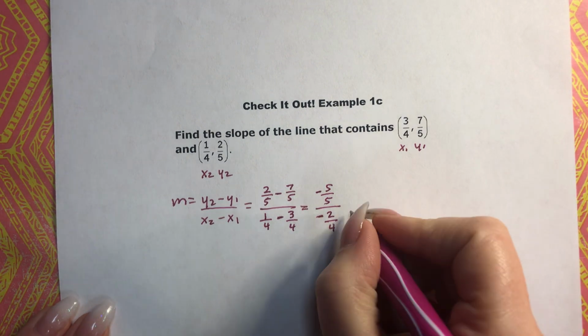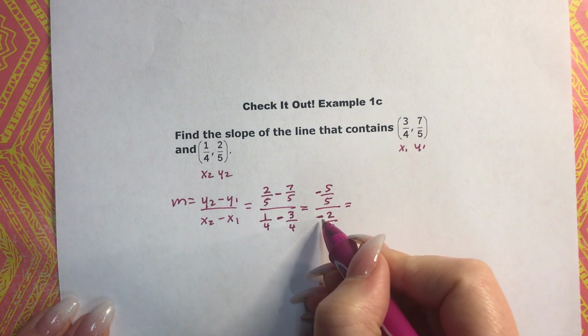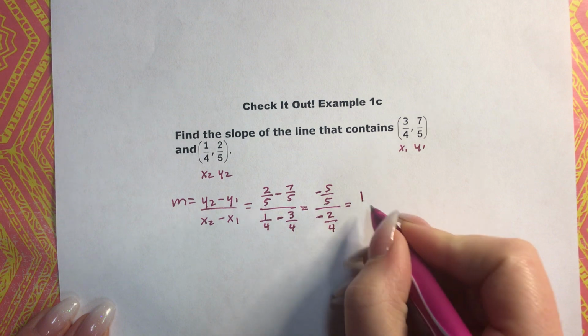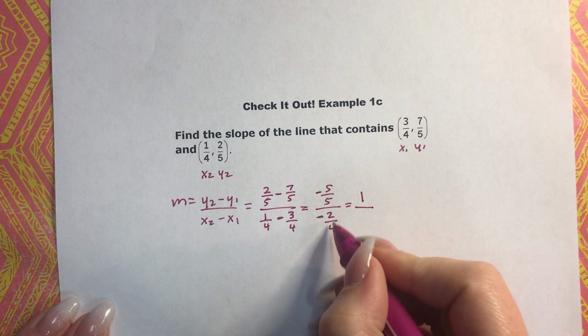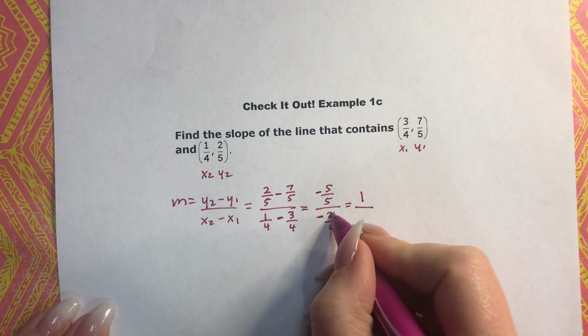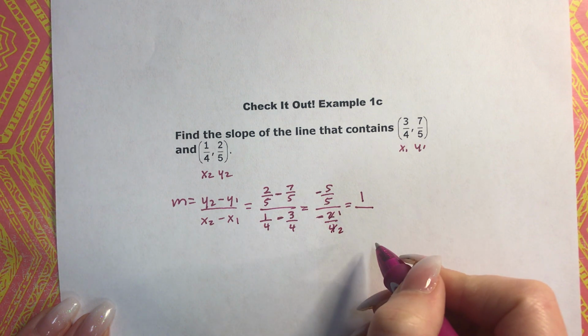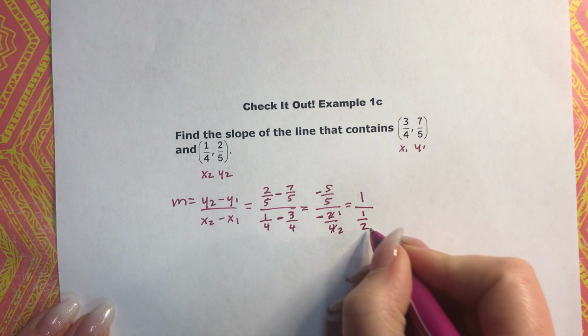I can kind of simplify this a little bit further. I know a negative divided by a negative is a positive. I know that 5 divided by 5 is 1. I know that I can simplify 2/4. They have a common factor of 2. 2 goes into 2 one time, 2 goes into 4 2 times. So this ends up being 1/2.